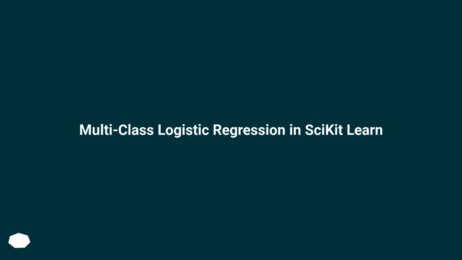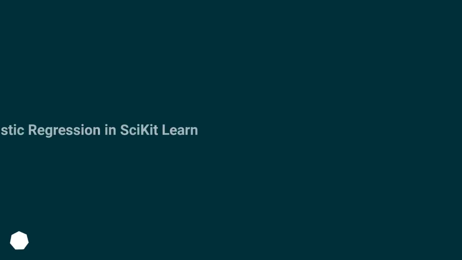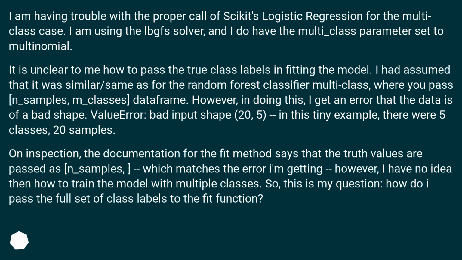Multi-class logistic regression in scikit-learn. I am having trouble with the proper call of scikit's logistic regression for the multi-class case. I am using the LBFGS solver, and I do have the multi_class parameter set to multinomial. It is unclear to me how to pass the true class labels and fit the model.